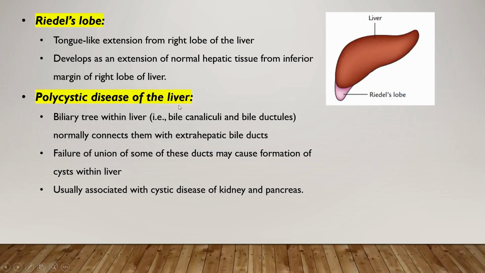Then there is polycystic disease of the liver. Here, the biliary tree within the liver normally connects with the extrahepatic bile duct. The failure of union of these ducts may cause formation of cysts within the liver. Usually they are associated with cystic disease of the kidney and pancreas.